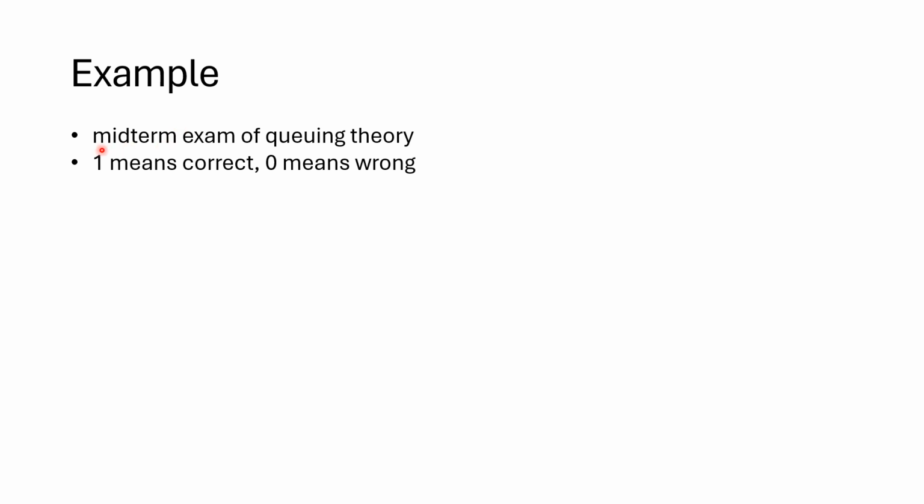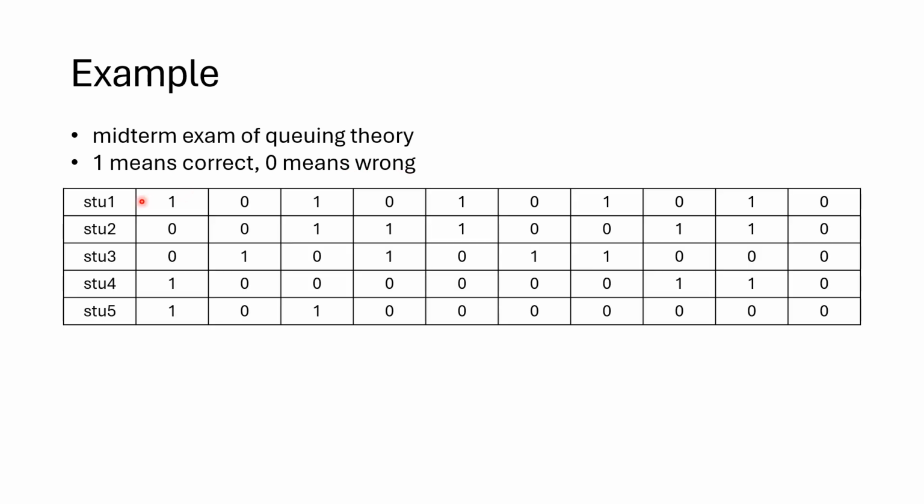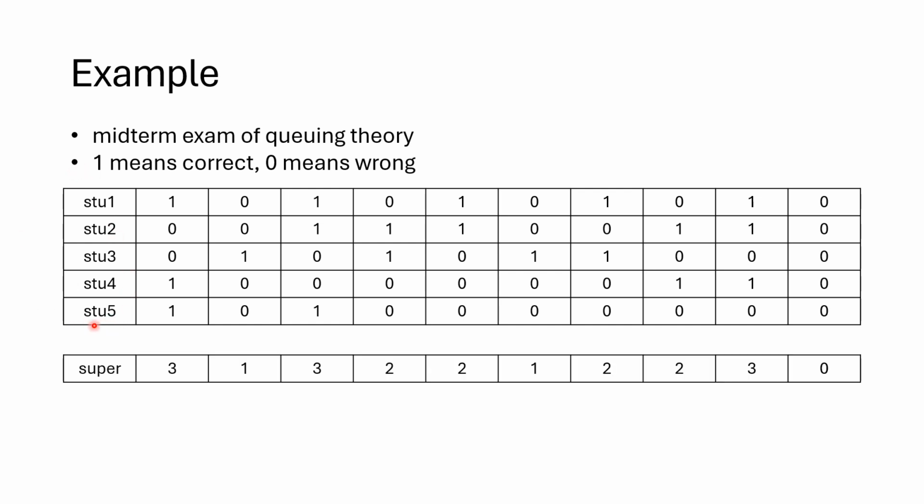Now let's give an example of superposition. Assume that this is a midterm exam of queuing theory, and 1 means correct, 0 means wrong. Here we have 10 questions in this midterm, and here are 5 students. So these 5 students represent 5 Bernoulli processes. And superposition is that we combine these 5 Bernoulli processes.